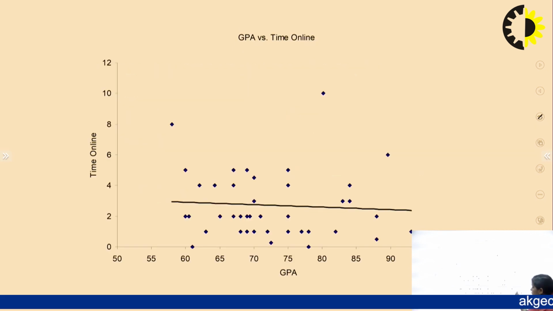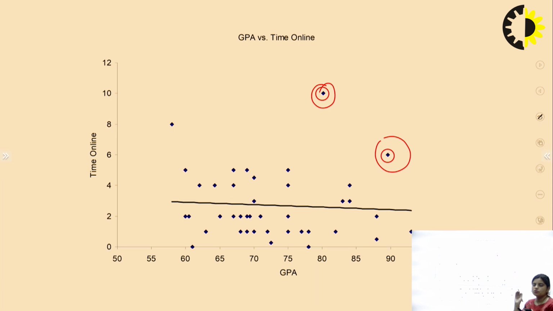So, in this given graph, which is GPA versus time online, where the data set of this graph was already shown by me in the previous slides, we can see that these two data points can be termed outliers because they are far apart from the other data points which are plotted in this particular graph. So those kinds of data points which are going to distort the outcome are termed outliers.